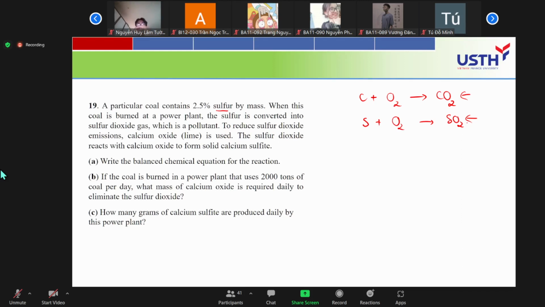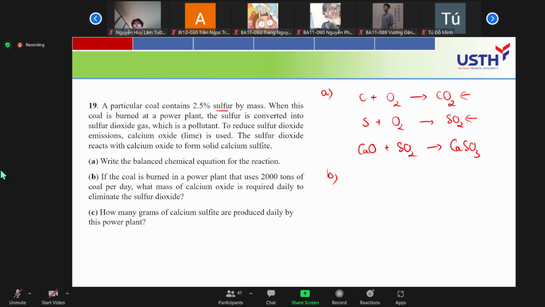So to reduce the sulfur dioxide emission, they use calcium oxide. It means that between sulfur dioxide and calcium oxide there should be a reaction, and the reaction will be CaO, calcium oxide, plus SO2 to form CaSO3. Thank God, all the equations here are balanced. It's okay. Question B.